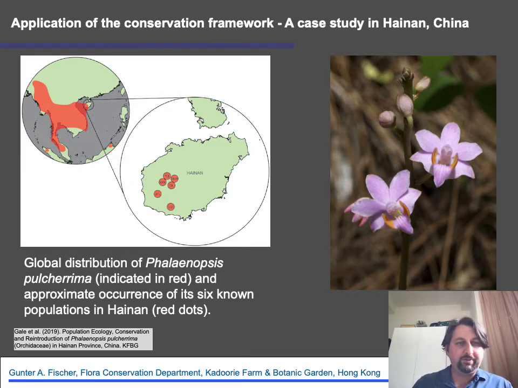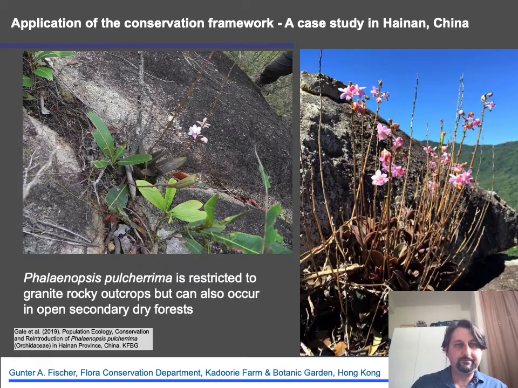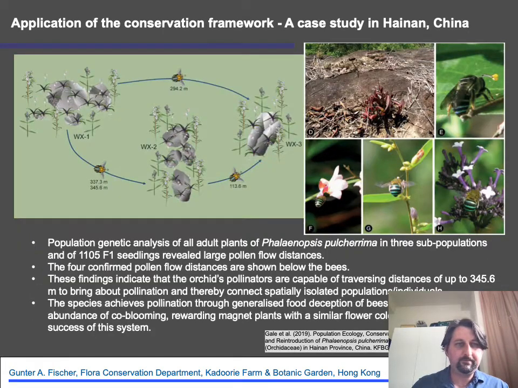So again, the global distribution of Phalaenopsis pulcherrima, indicated in red, is most of Indochina, and only small populations, 6 populations, are found in Hainan, the red dots. This species is restricted to granite rocky outcrops, but can also occur in open secondary dry forests. Our population genetic study clearly showed that subpopulations of Phalaenopsis pulcherrima reveal large pollen flow distances.